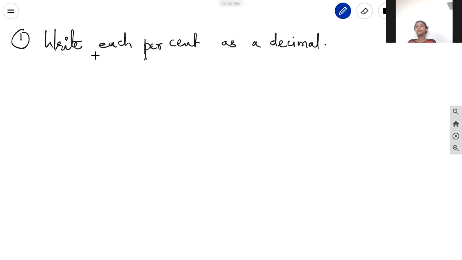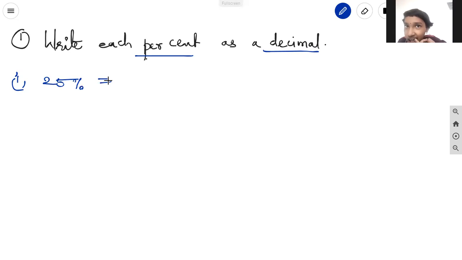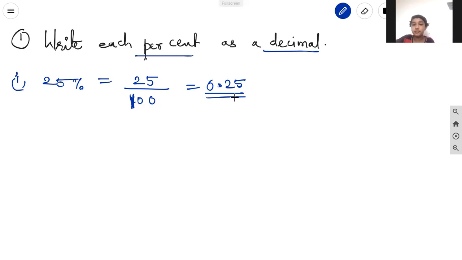The second method, write each percent as a decimal. The first question, 25%. 25% means it is per 100. Percent means per 100. For 25 per 100, that is equal to, in the denominator 2 zeros means we can write 2 digits before the decimal point. That is 0.25.